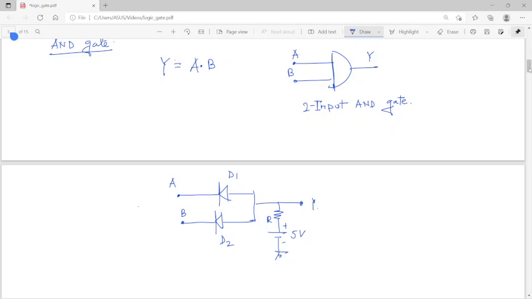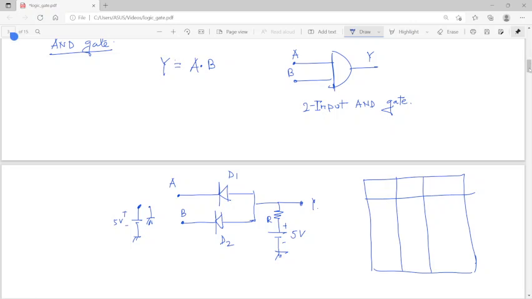And also, at this point, either plus 5 volt is there, or this is a ground. Either I have to connect with the 5 volt, or I have to connect with the ground. Then what will happen? You just see. If I want to write the corresponding truth table, this is A, this is B, this is output. The combination is the same: 0 0, 0 1, 1 0, 1 1.